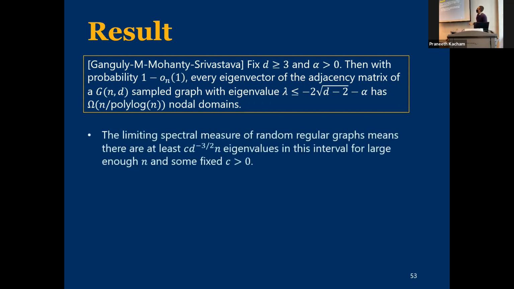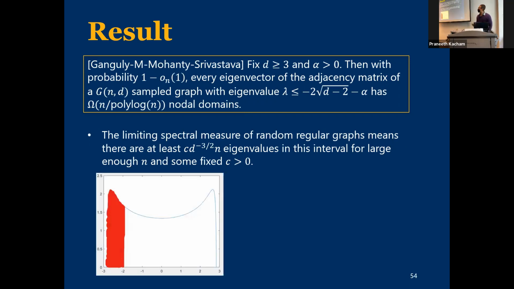Specifically, the number of eigenvalues that we're talking about here is approximately c times d^(-3/2) n eigenvalues, and that's just from looking at the Kesten-McKay measure. So you can see what I'm talking about, the number of eigenvalues for which our result holds. This is for a 3-regular graph. This tooth shape is the Kesten-McKay measure for 3-regular graphs, which is the spectral measure of 3-regular graphs. And any eigenvalue that's in this region will have an almost linear number of nodal domains.